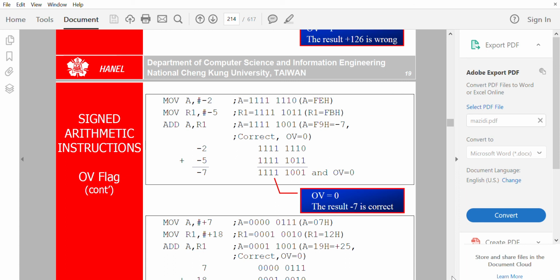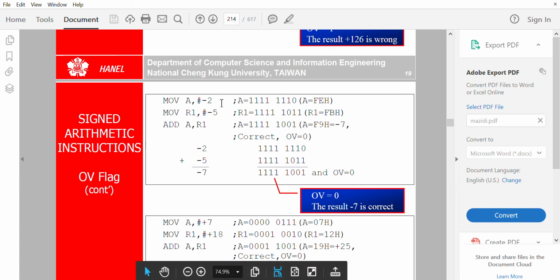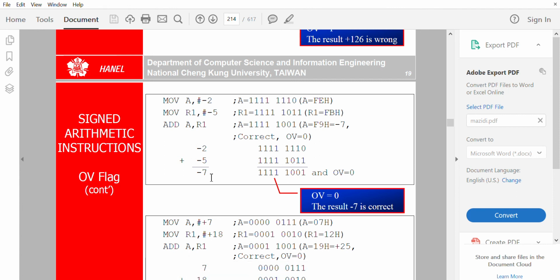So this is another example. Minus 2 plus minus 5. The answer should be minus 7. So minus 2 and minus 5 is written in 2's complement form. The result is F9. So here it is FE plus FB. So the answer will not be less than that. Answer which we got is F9. So the overflow flag should be set.